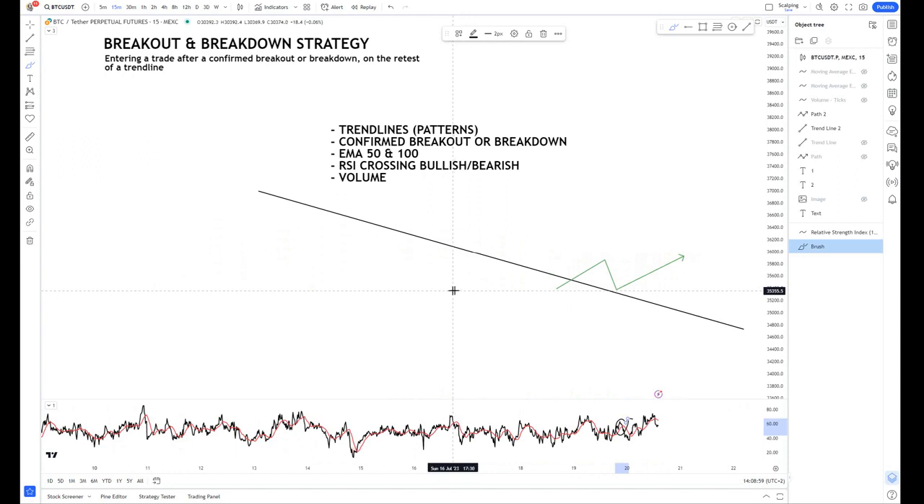So that's really short how this strategy works. The best way to show it to you guys is just to give you some examples on the chart. So let's hide all this.